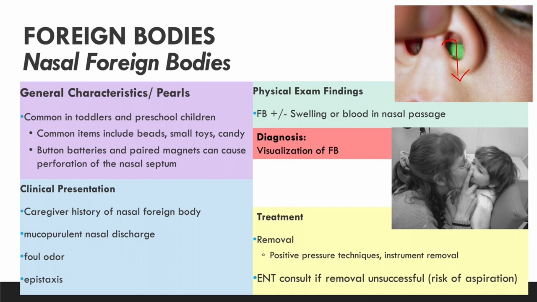After that, there's other things you can do. You can try to manually grab it with little forceps. I've seen folks use the opposite end of a cotton tip applicator with some of the glue, like Dermabond that we use for skin, and stick it on the foreign body and then pull it out. I've seen folks use suction. There's all sorts of catheters. There's all sorts of techniques, but the main thing is we have to get it out. If we can't get it out, we need to get an ENT consult to prevent aspiration.